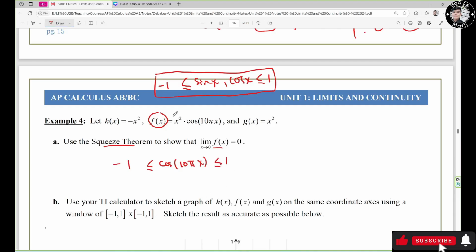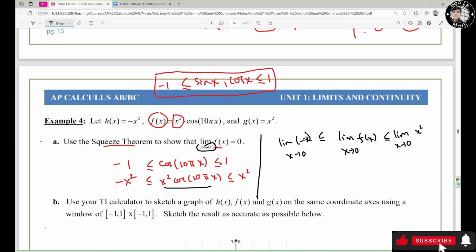So I look at this one right here, I have s squared right here. So I need to multiply all three sides by s squared, so I have negative s squared. Now I'm going to take the limit of all three sides as s approaches 0. I substitute 0 for s, the left hand side equals 0, the right hand side equals 0, and the middle one you just rewrite it, right?